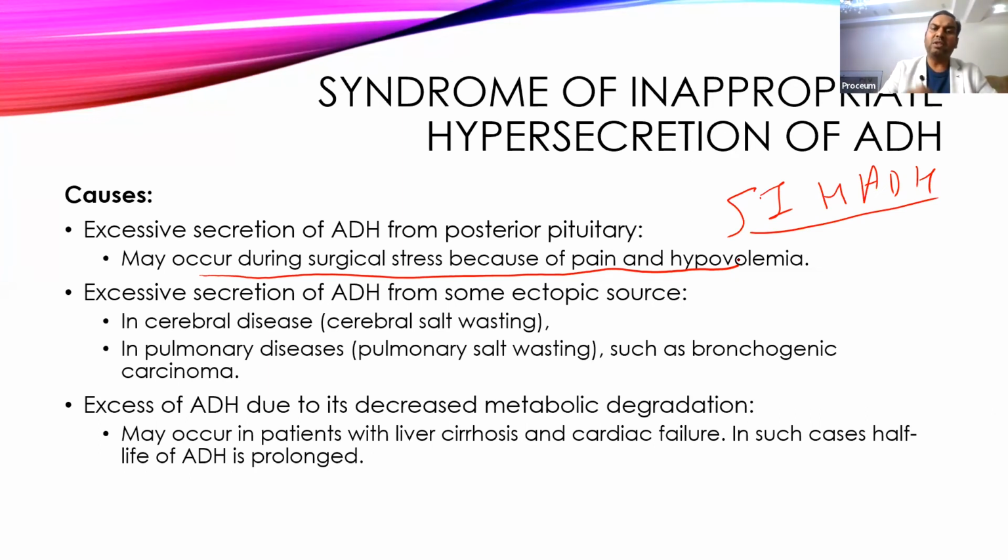This ectopic source is usually malignancy. Whenever there is any tumor occurring in the brain or in the lungs, it can cause the release of a polypeptide which acts similar to the ADH, and that can increase the effect of the ADH hormone. Third is when the degradation is affected. Like in liver cirrhosis or cardiac failure, when the half-life of the ADH is increased, that can cause a high concentration of the ADH in the body.